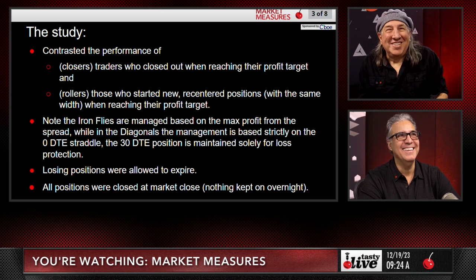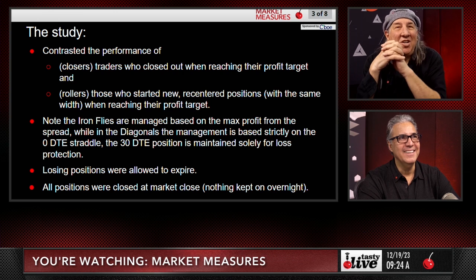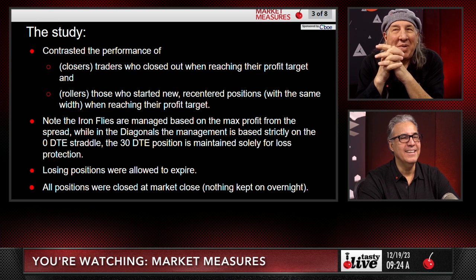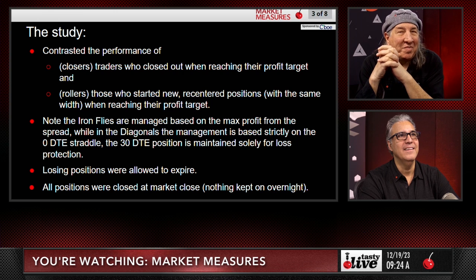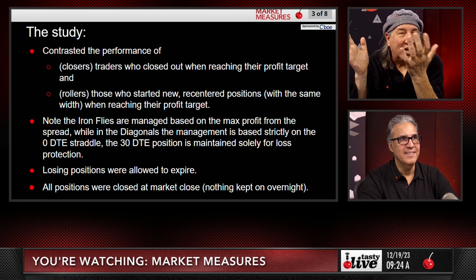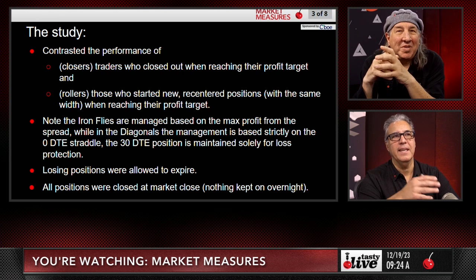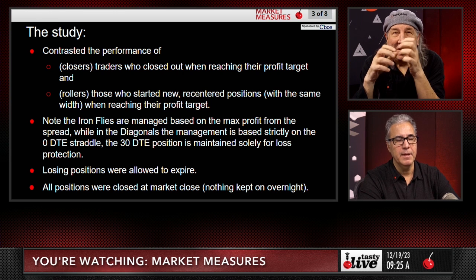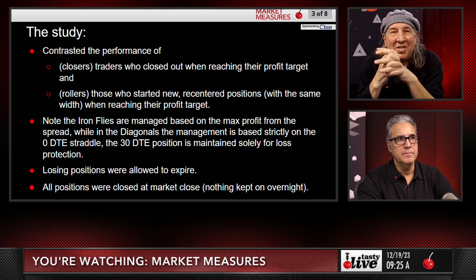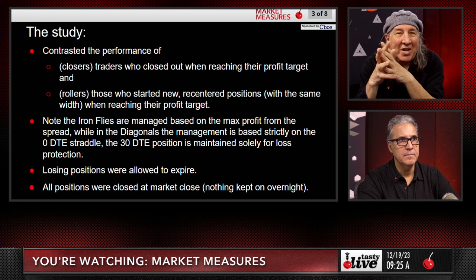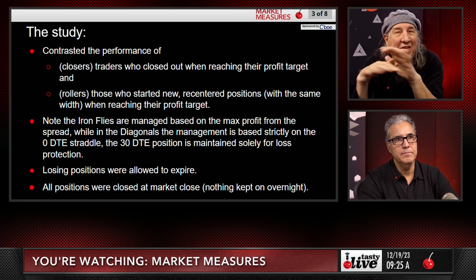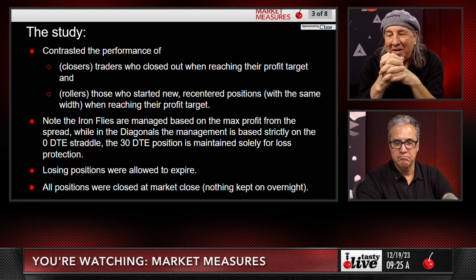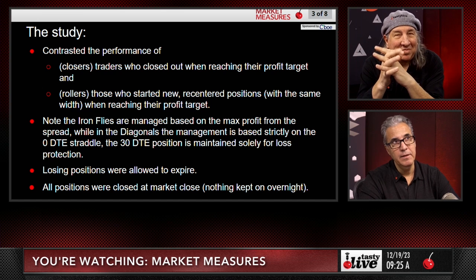Or a roller, someone who started new recentered positions with the same width. Note, the iron flies are managed based on max profit from the spread, while diagonals are managed strictly on the 0 DTE straddle. That's what I sold this morning for like $13 or whatever it was. So the 30-day, taking 10% of that $13 number. Exactly, and the iron flies are managed on just max profit. Losing positions were allowed to expire, and all positions were closed at the market close. Nothing was kept on overnight. Nothing was rolled to the next day.